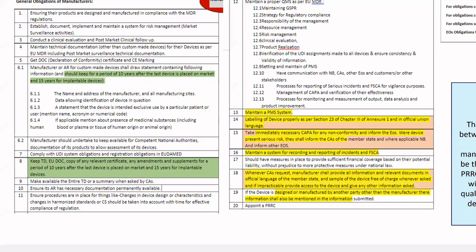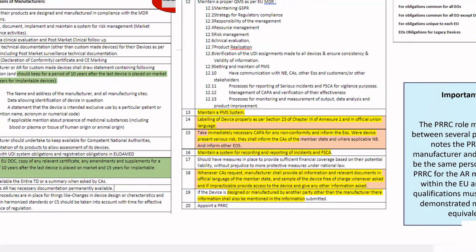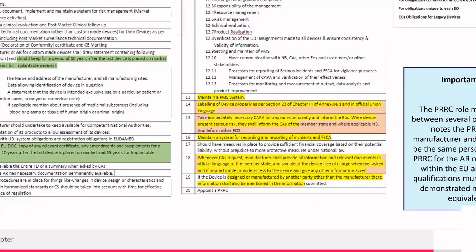Maintain a system of records and reporting incidents of field safety corrective actions, FSCA. 17th, should have measures in place to provide sufficient financial coverage if something happens. So this is the amount we have to give. That is that point mentioning. 18th, so that yellow fonts means legacy devices also have to follow that. Okay, white is only for normal manufacturers, not legacy devices, and no other economic operators have to follow that.